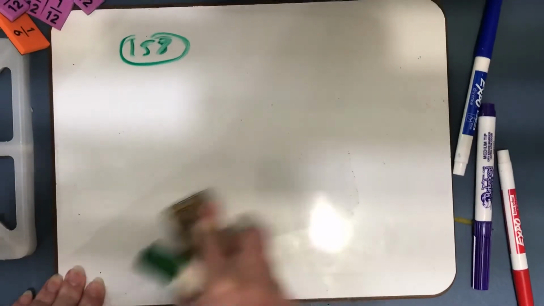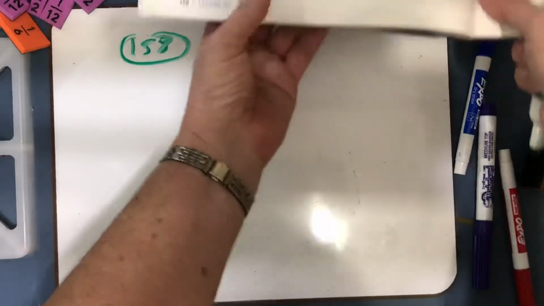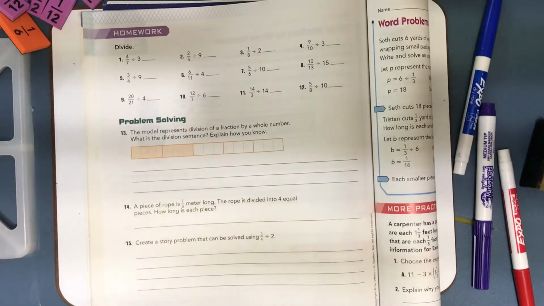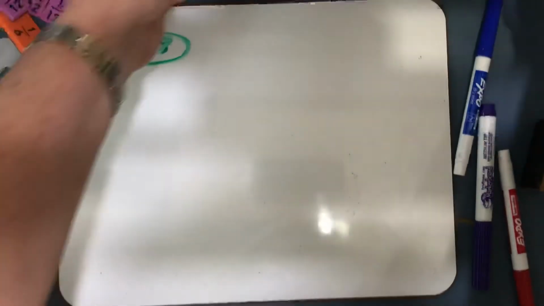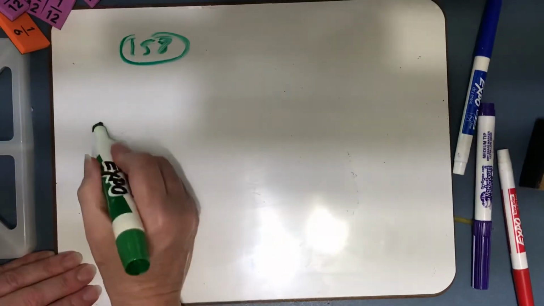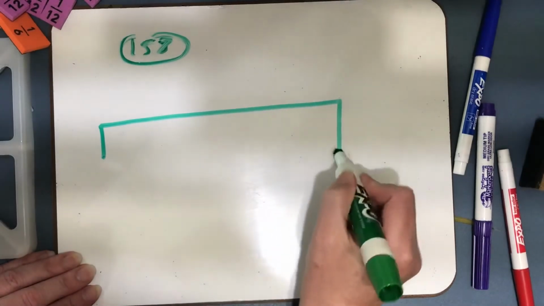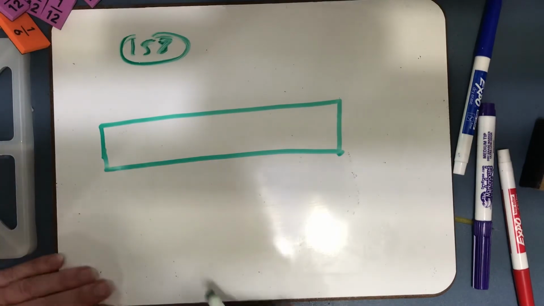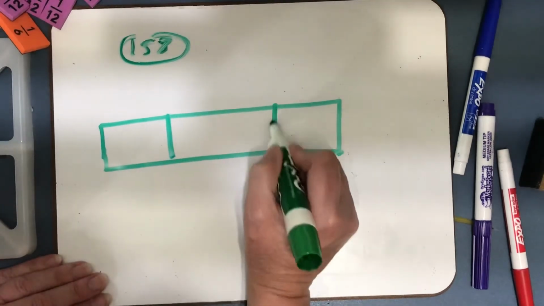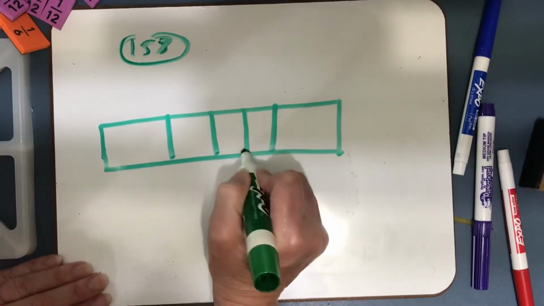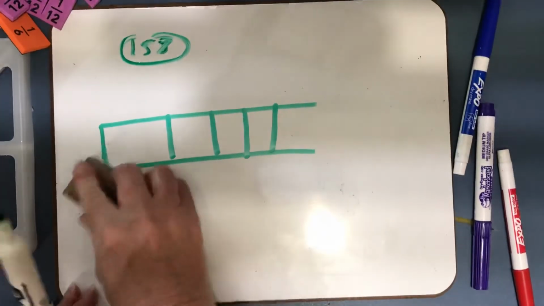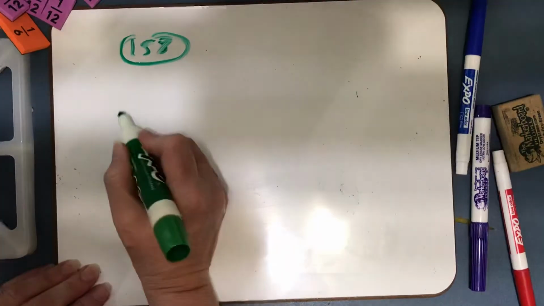All right, now let's look at number 13. And there's a model there. And it asks you, what division sentence does this represent? So let me draw this picture. So first I have just one long rectangle. It's my rectangle. And I can see that it is divided into 5 parts. So there are my 5 parts. Okay, and let's cut this off a little bit on the end to make them a little more even. I think I'll draw that again.